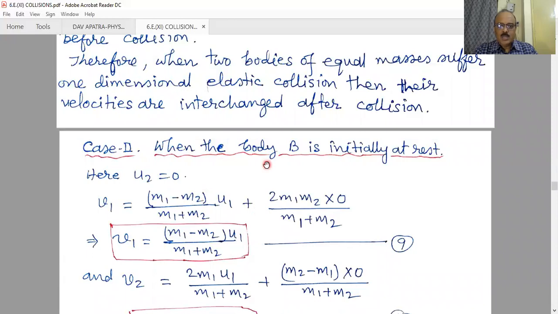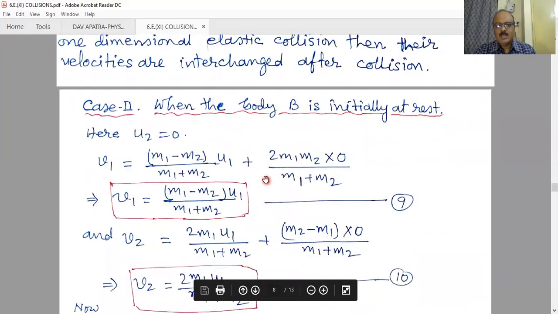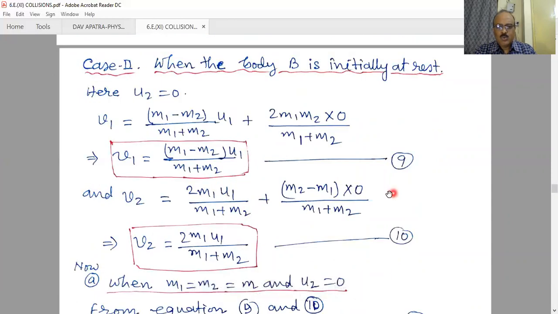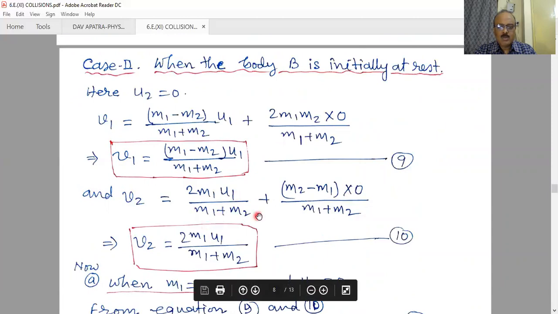Case number 2: when the body B is initially at rest. Initially at rest means u2 is 0, and from the above equations we can find all such conditions. Putting u2 as 0, obviously v1 will be (m1 minus m2) divided by (m1 plus m2) into u1. And v2 will be 2 m1 u1 divided by (m1 plus m2).